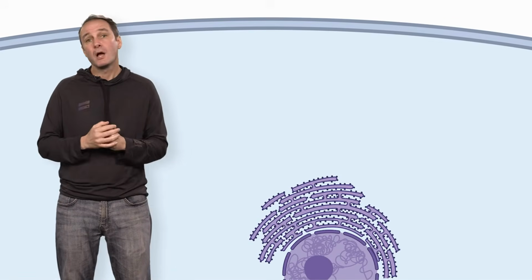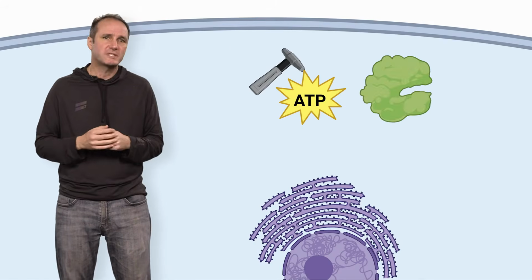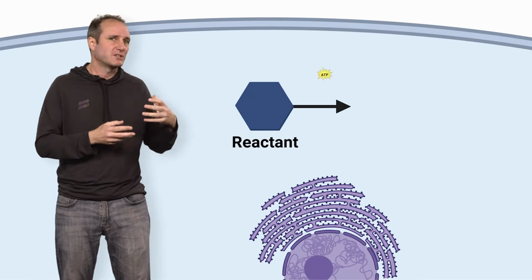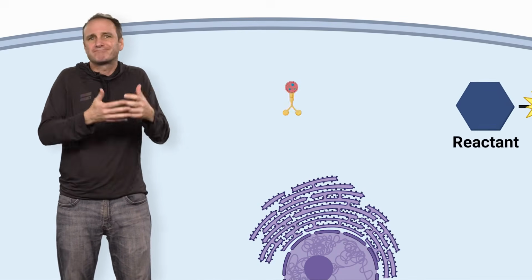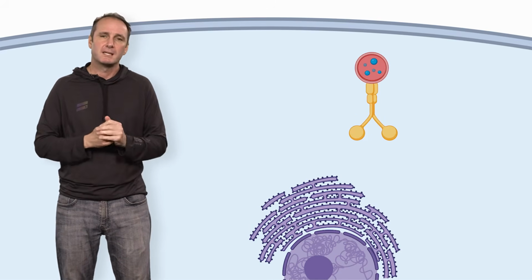When we look in the cell, we can think of ATP as the energy currency. It is used to drive, to power cellular activity, the building of a protein, the conversion of a reactant into a product, or the transport of a vesicle from point A to point B. And the reason for this lies in its structure. So, let's take a look.